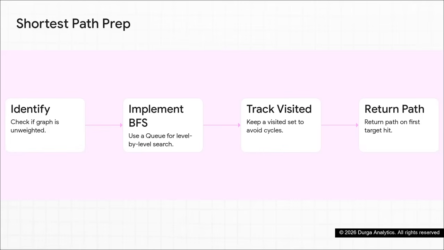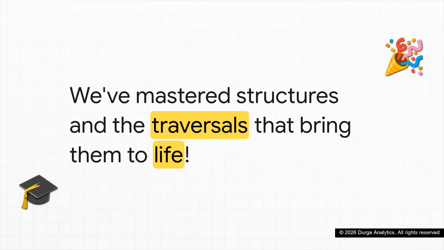Because it searches level by level, you have a solid mathematical guarantee that the very first time you hit your target, you have found the absolute shortest path. It's a real game changer to just know that off the top of your head. And with that, we have officially completed Module 2.